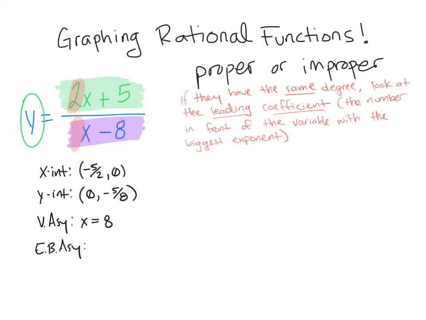Okay, so we are looking at the leading coefficient only if we have the same degree. And the leading coefficient is usually the number out front, but the best way to check is to make sure that it is the number in front of the variable with the biggest exponent.